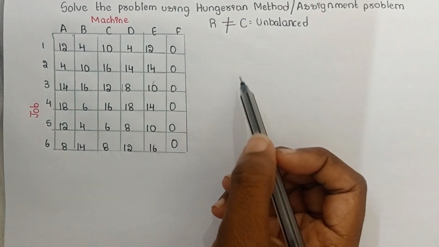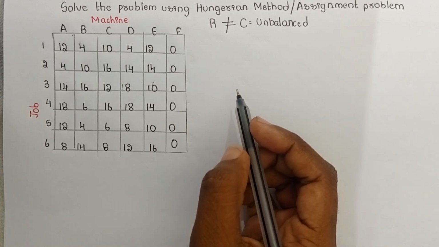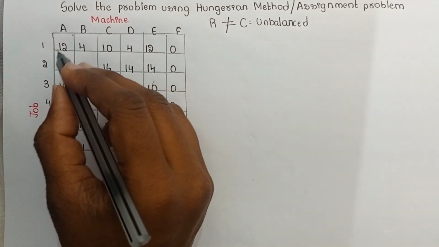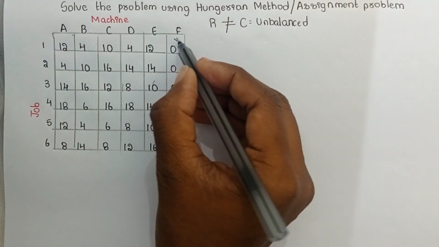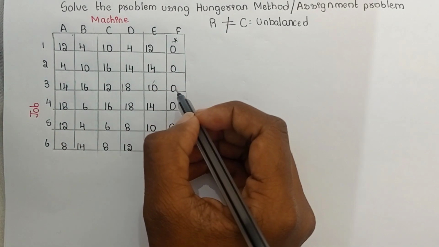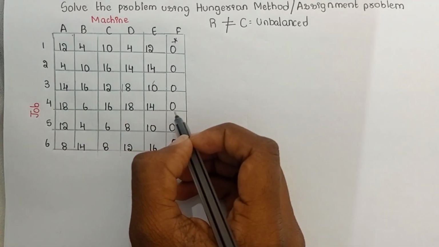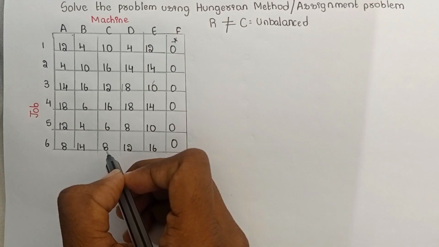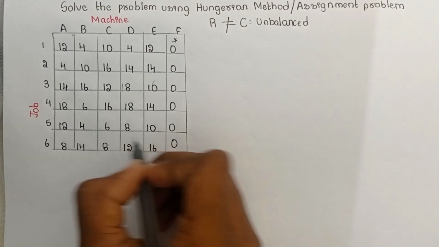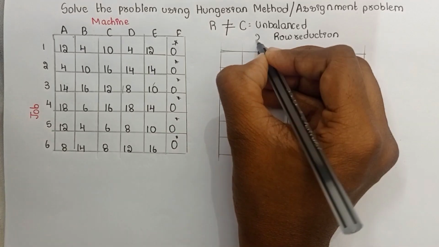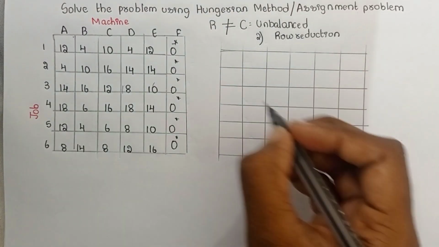Now what we have to do is the row minimization and column minimization, that is, row reduction and column reduction. In this row, the minimum value is 0. In this row, the minimum value is also 0. In this row, the minimum value is 0. In this also, the minimum value is 0. In this also, the minimum value is 0. Among 8, 14, 8, 12, 16 and 0, the minimum value is 0. So this will be our second matrix, that is, the row reduction matrix.